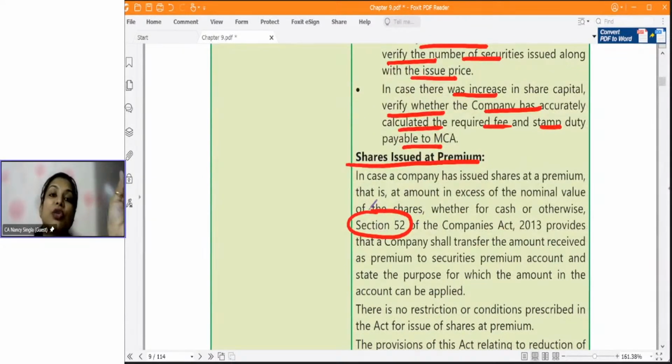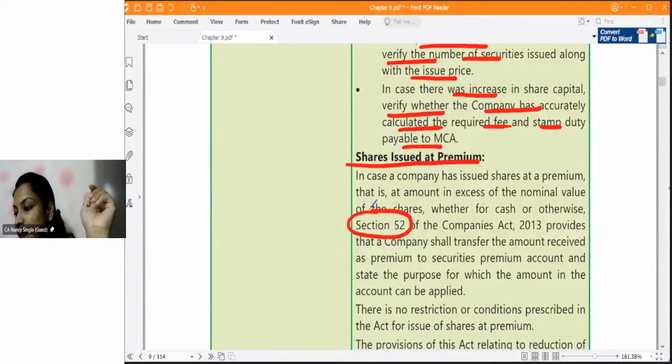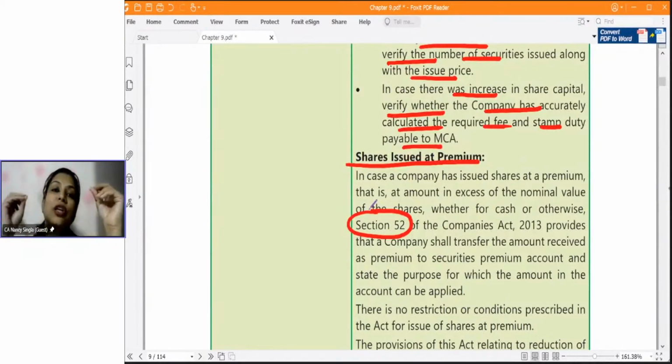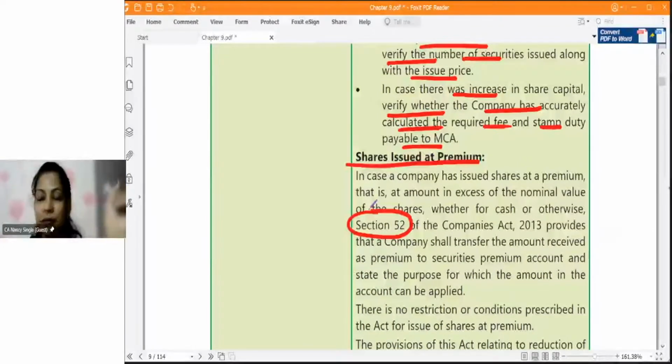That is with respect to section 52. See, what does the auditor have to look at? Whether whatever is required by the Companies Act, whatever is required by the applicable financial reporting framework, has been done by the management or not. So whatever is part of that, the auditor will have to verify it. Himanshu, is it clear?